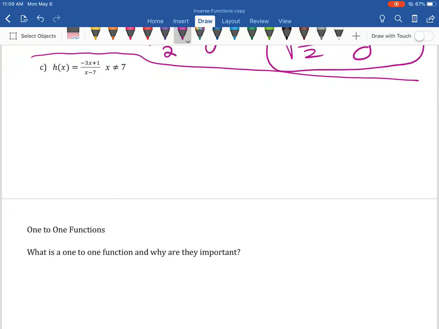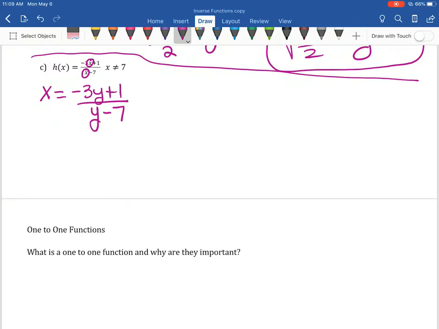Okay, last example. This one's a little bit tricky. If I switch my x's and my y's, I'm going to get x is equal to negative 3y plus 1 over y minus 7. Notice I have an x in two different places, so when I replace my x with y, I have to make sure I do it in both places.